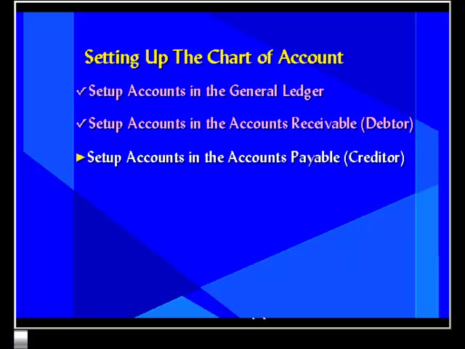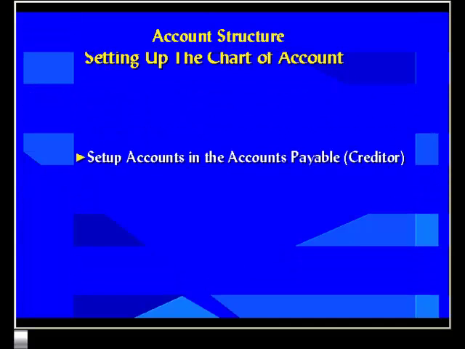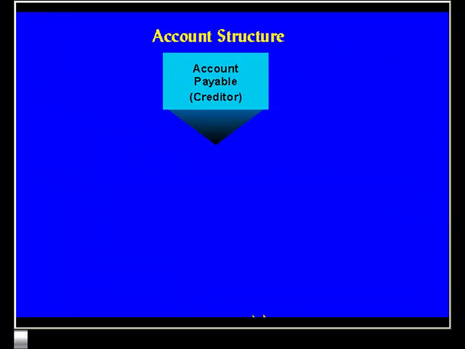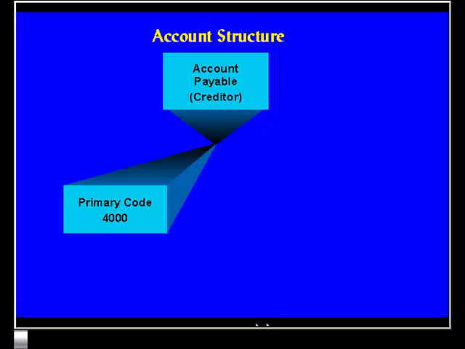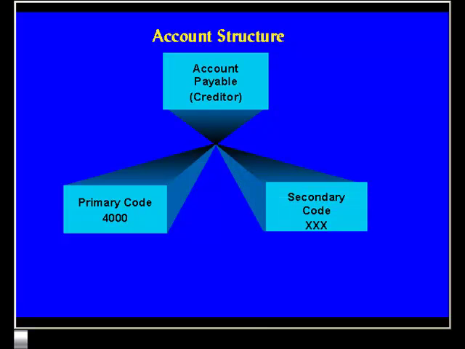We'll now look at the next chapter on setting up accounts in the accounts payable or the creditor. The account structure for creditor is the same as the general ledger. The primary code in this case is defaulted to 4000, and the secondary code identifies the individual account of the creditor. Before setting up any account, you will need to decide on a numbering scheme for the secondary code.